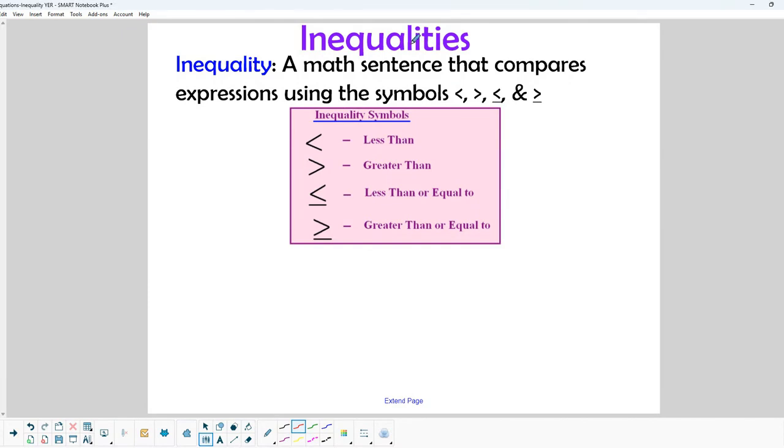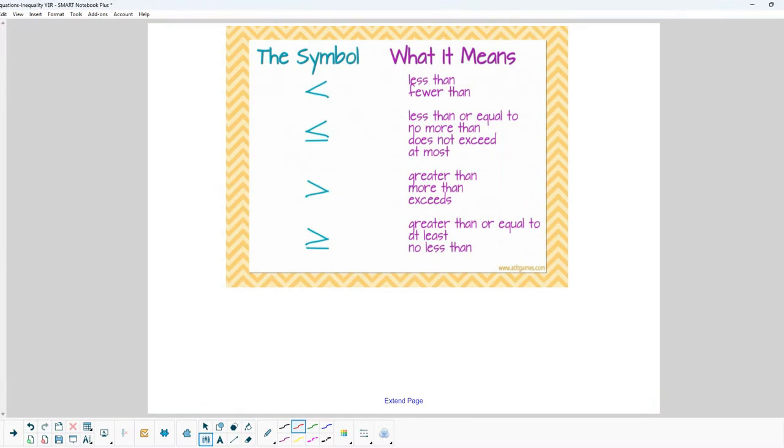So again, an inequality is a math sentence that compares expressions using these symbols. And this is what the symbols mean. This is less than or fewer than, less than or equal to, or no more than, or does not exceed, or at most. So any of these phrases could mean less than or equal to. So watch for those on today's assignment or any future tests or anything you might experience. This symbol means greater than or more than or exceeds, and then this symbol means greater than or equal to, at least, or no less than.